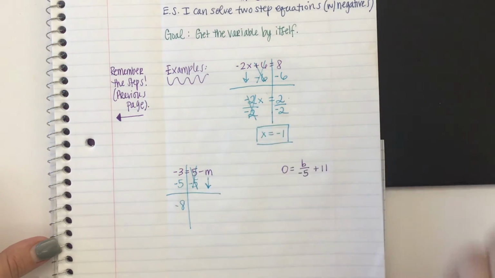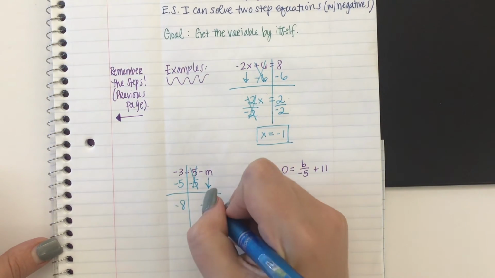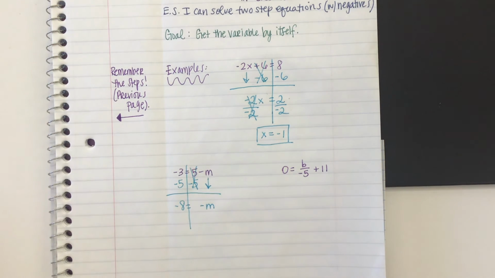And then you bring down what you did not use, which is -m. Now, a lot of people will be like, oh, woohoo, I'm done. I got the variable by itself. No, you didn't. The variable still has a negative sign next to it. So technically, it's not by itself yet.